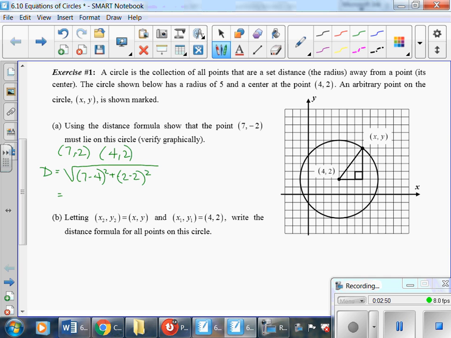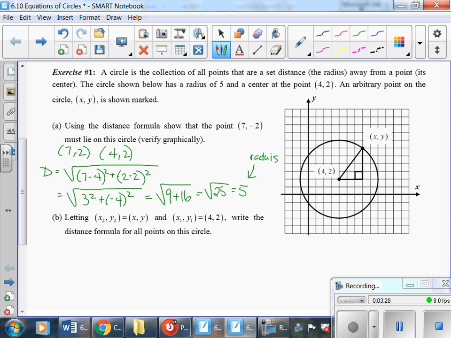So this is equal to the square root of 3 squared plus -4 squared, which is equal to the square root of 9 plus 16, which is equal to the square root of 25, which is equal to 5. So there we go. Using the distance formula, we just showed that that point must lie on this circle. This right here is our radius.